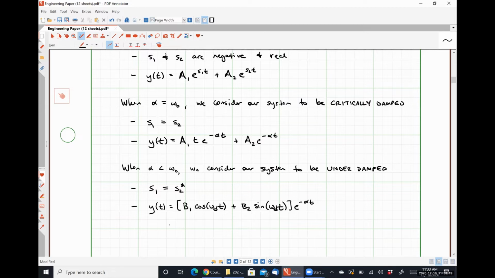Omega d is defined to be the square root of omega naught squared minus alpha squared. So it's simply the same thing as the radical part of S1 and S2, but we change the sign on it. And this is known as the natural frequency of the system, measured in radians per second.